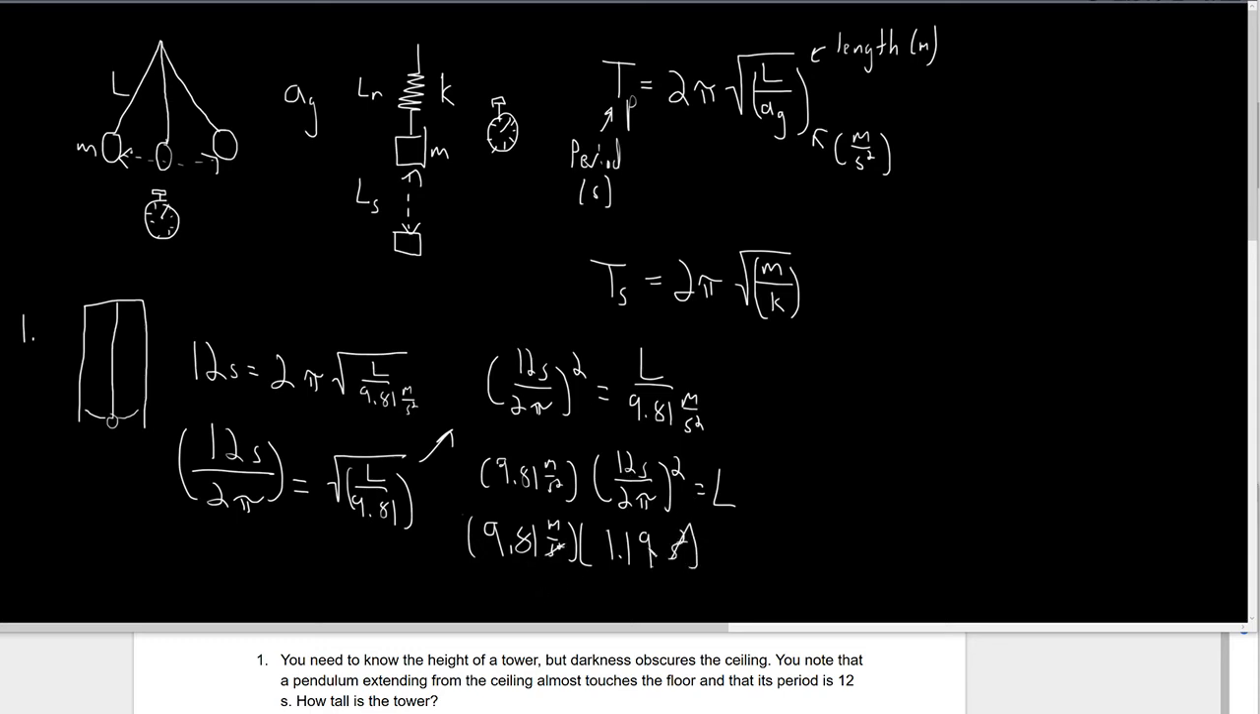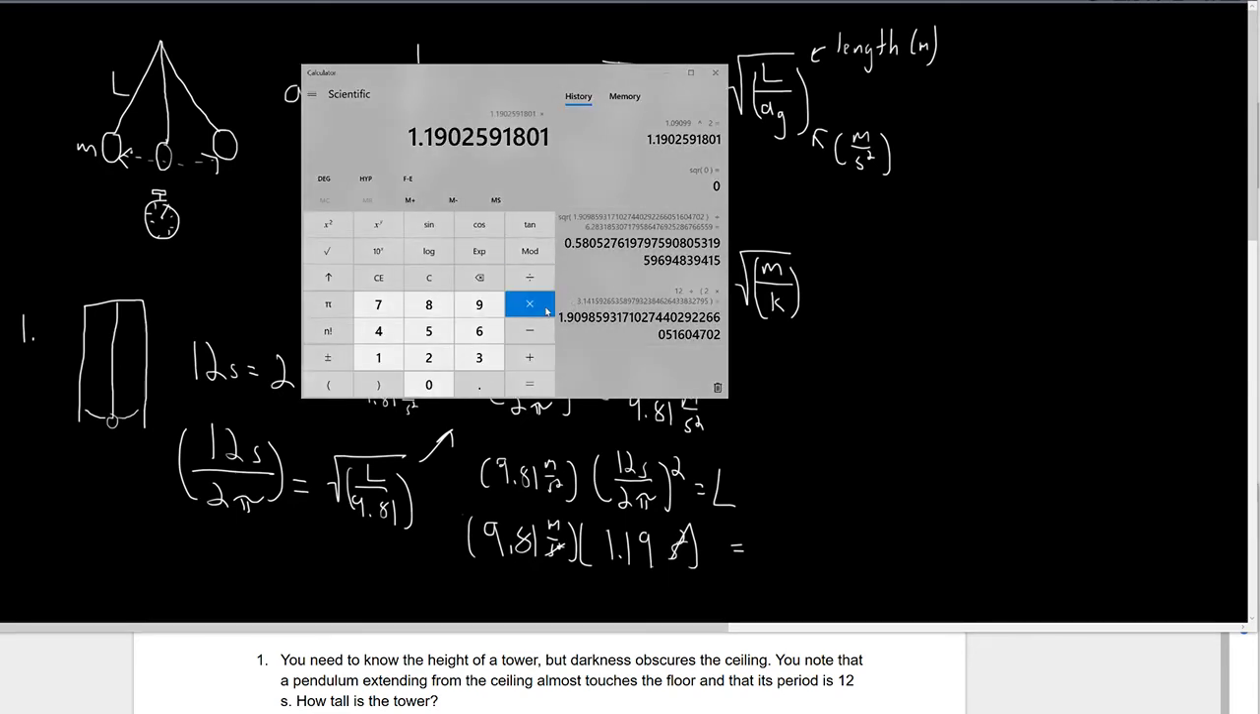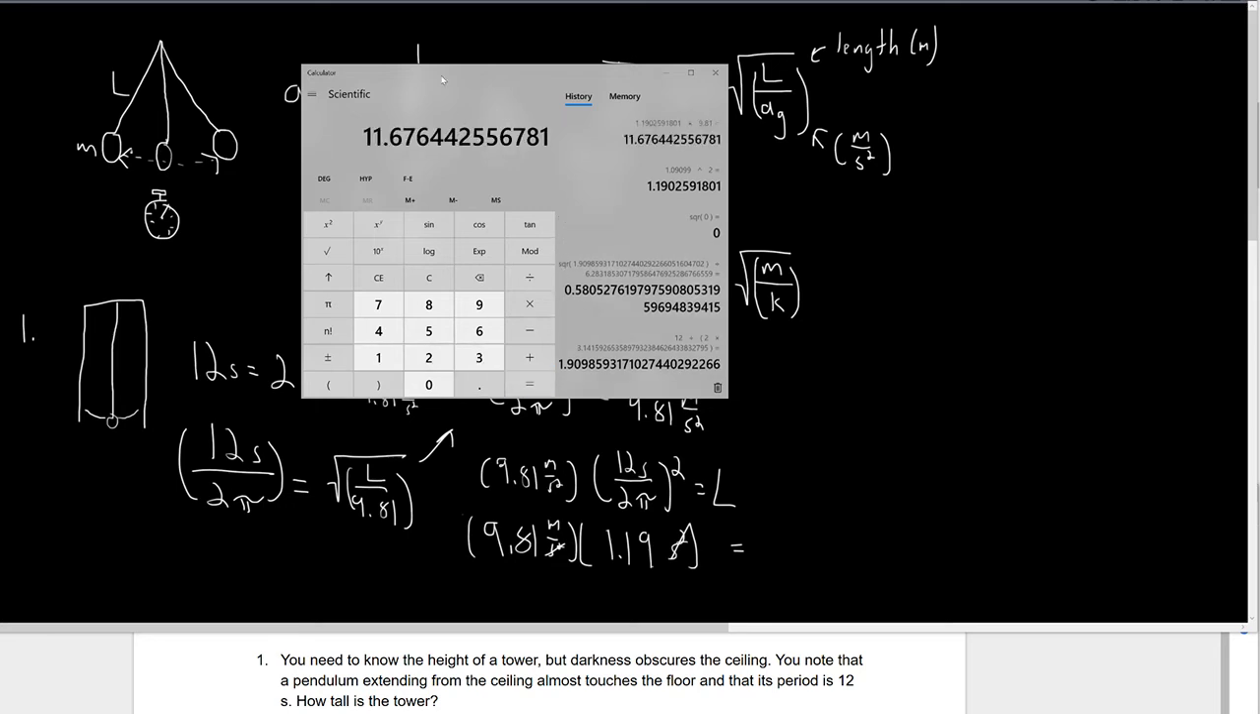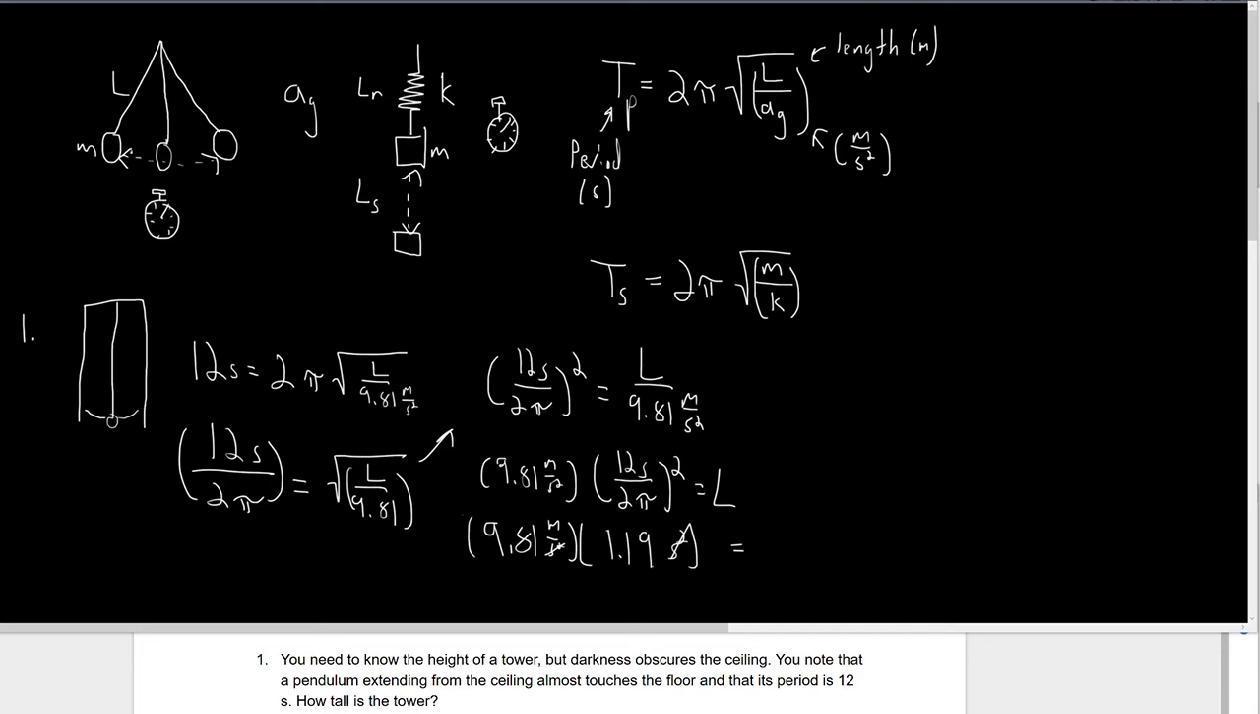Seconds squared, seconds squared. So 9.81 times 1.19 times 9.81. Keep in mind I'm not doing sig figs or anything like that. Let's call that 11.68. All right, and that's meters. So that's just the length of the pendulum. Sorry about the calculator mishaps there. So that's the length of it.